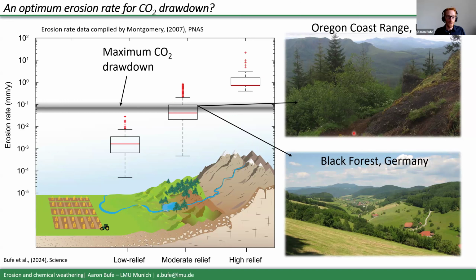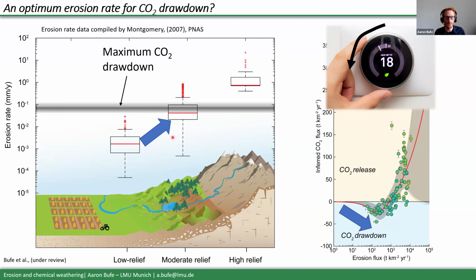And so coming back to the question of what's the role of mountain uplift for a thermostat? Well, it looks like if we take a flat landscape and we start uplifting it and creating a moderate relief landscape, then the role of this increasing uplift would be to turn down the thermostat, cool the climate, boost CO2 drawdown.